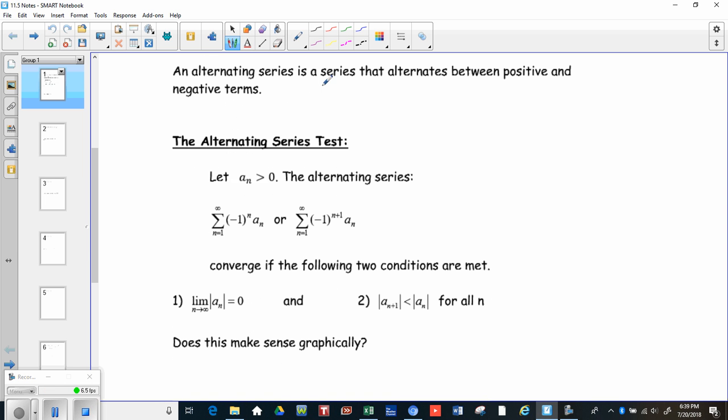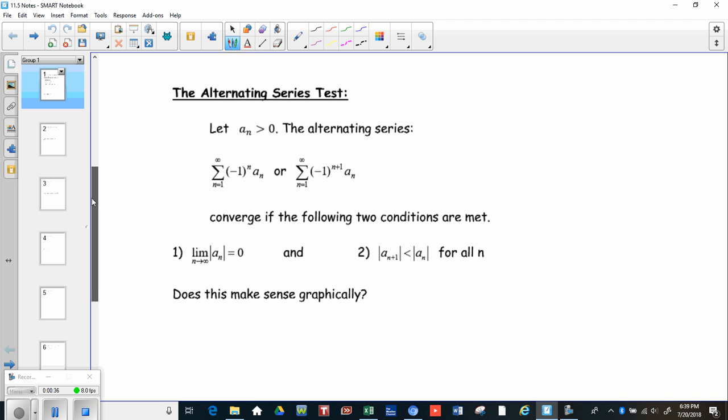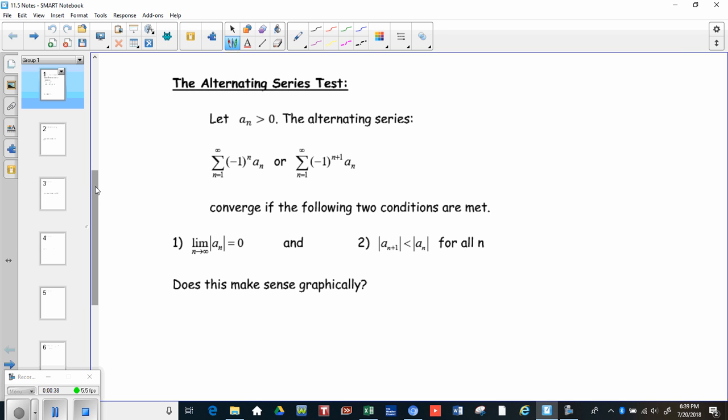An alternating series is a series that alternates between positive and negative signs. Kind of makes sense. The big thing with that is that it must alternate every term, positive, negative, or negative, positive. You cannot go positive, negative, negative, positive, positive, negative, negative. That's still a pattern. It's just not considered an alternating series. So the alternating series test is good for positive terms.